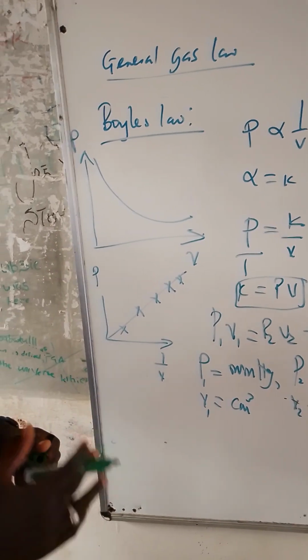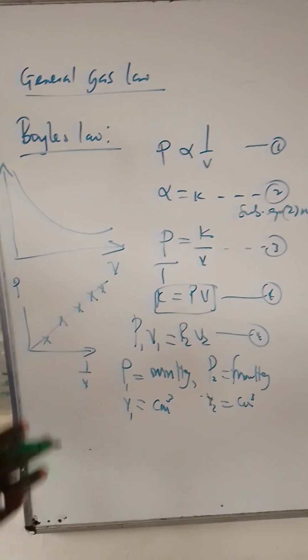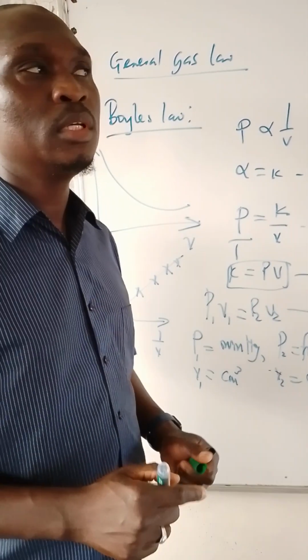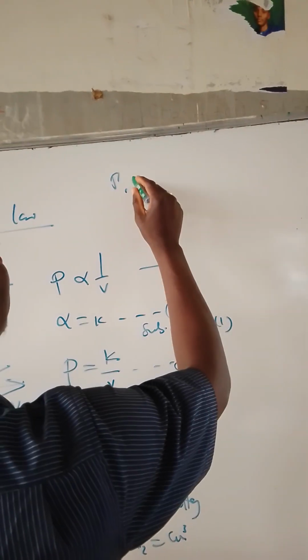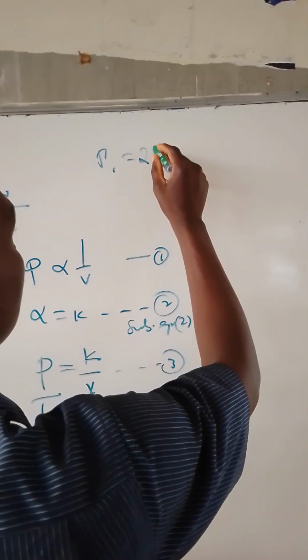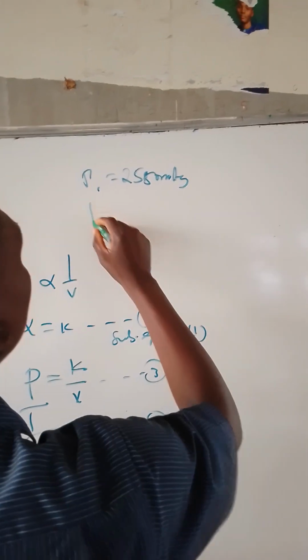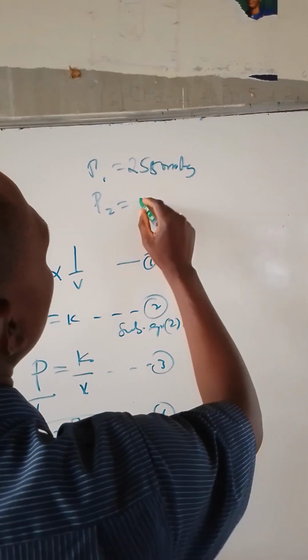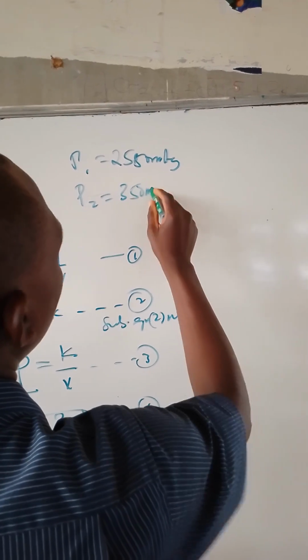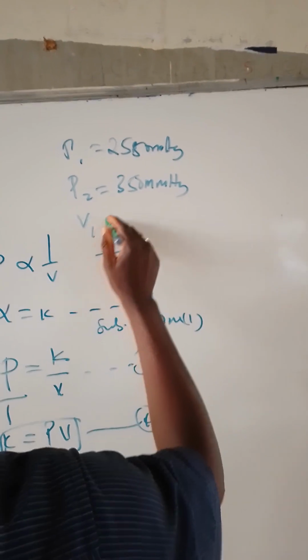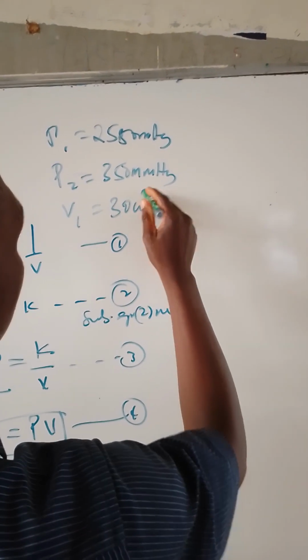And remember, to solve with Boyle's law, you will always be given two pressures and one volume when you are asked to calculate the final volume. For instance, if you have P1 equals 250 millimeter mercury, and P2 is maybe 350 millimeter mercury, and V1 is equal to 30 centimeter cube.